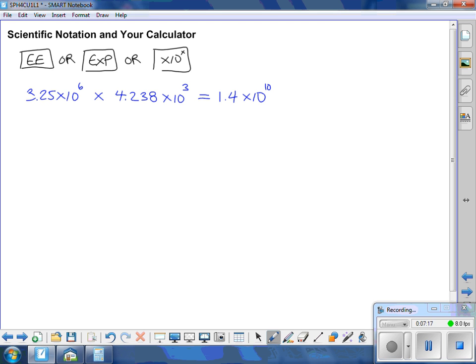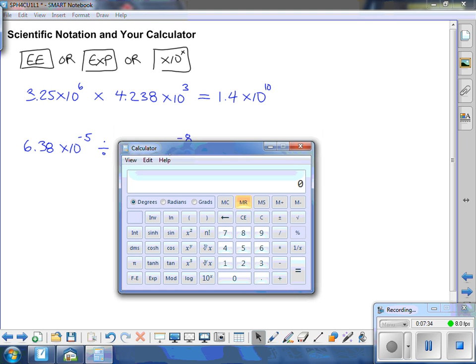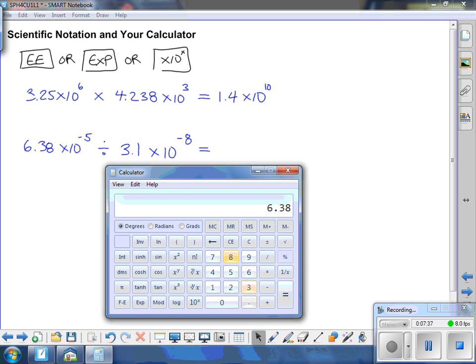Let's do one more. Let's go 6.38 times 10 to the negative 5 divided by 3.1 times 10 to the negative 8. So using negatives. It's the exact same process as what we just did. We punch in the 6.38 EXP. So you don't hit the multiply button. You put EXP to the negative 5. And there's what it would look like. So 6.38 E to the negative 5 divided by 3.1 EXP 8, make it a negative. I hit equals, and I got 2058.